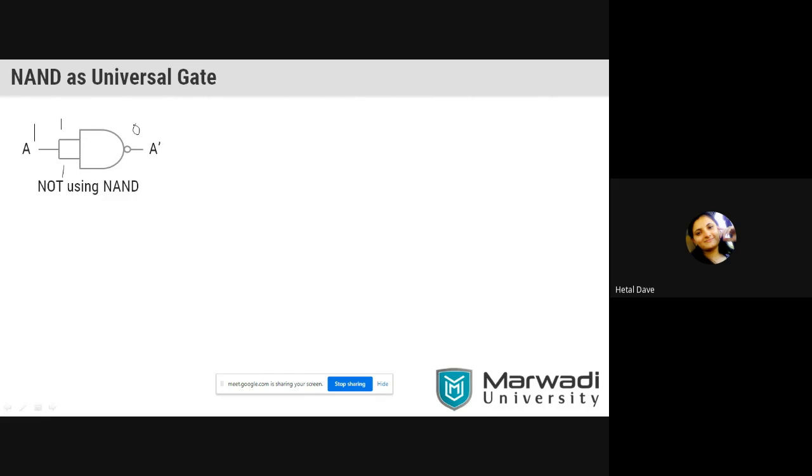So let's say you are making one project. Right now you want to make a project and you need a NOT gate IC. What is an example of a NOT gate IC? 7404. 7404 is a NOT gate IC.